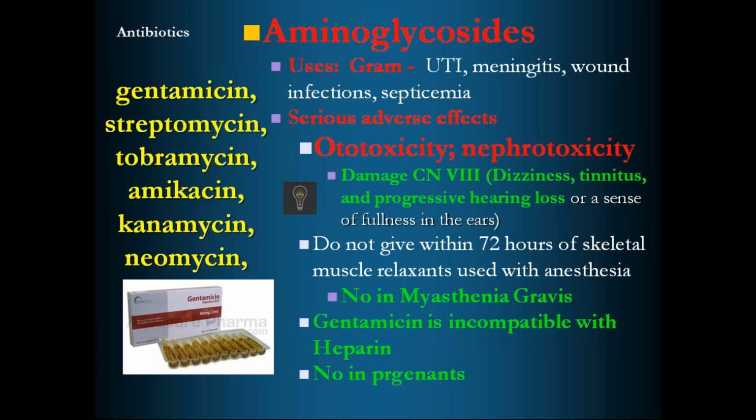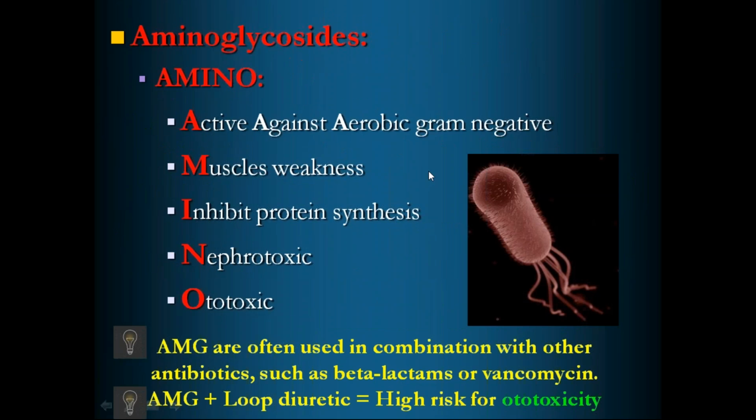For example, quinidine can produce tinnitus. Loop diuretics can produce tinnitus, ototoxicity. Aspirin can produce ototoxicity. Okay, so the myasthenia gravis is important too, but more high yield is going to be the ototoxicity and nephrotoxicity.